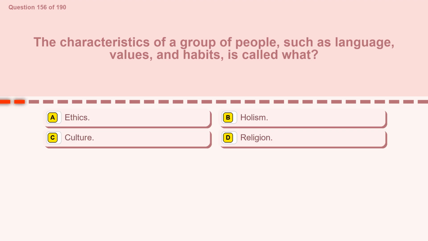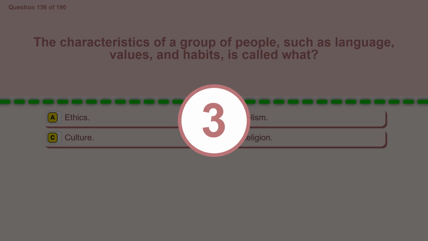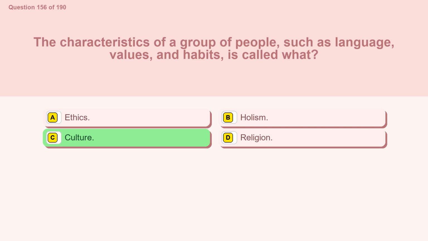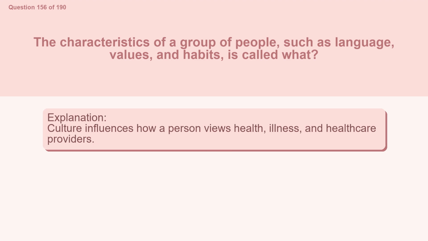Question 156. The characteristics of a group of people, such as language, values, and habits, is called what? Option A, ethics. Option B, holism. Option C, culture. Option D, religion. The correct answer is option C, culture. Culture influences how a person views health, illness, and healthcare providers.